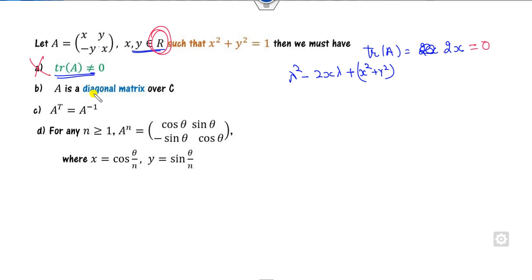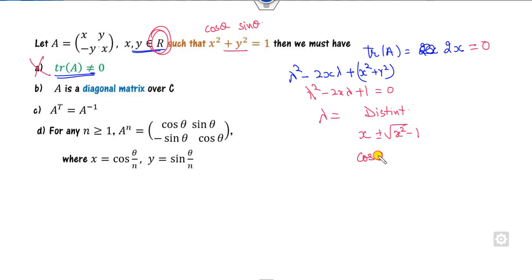A transpose is A inverse. So we can see that x inverse is 1, so it means plus 1 here. So you can see lambda will be such that you can find two distinct eigenvalues. This clearly says that you can find the two distinct eigenvalues here. And if I choose x as cos theta and y as sin theta, then it will be cos theta plus or minus i sin theta. It means the eigenvalues are e raised to the power i theta and e raised to the power minus i theta. So both are distinct.